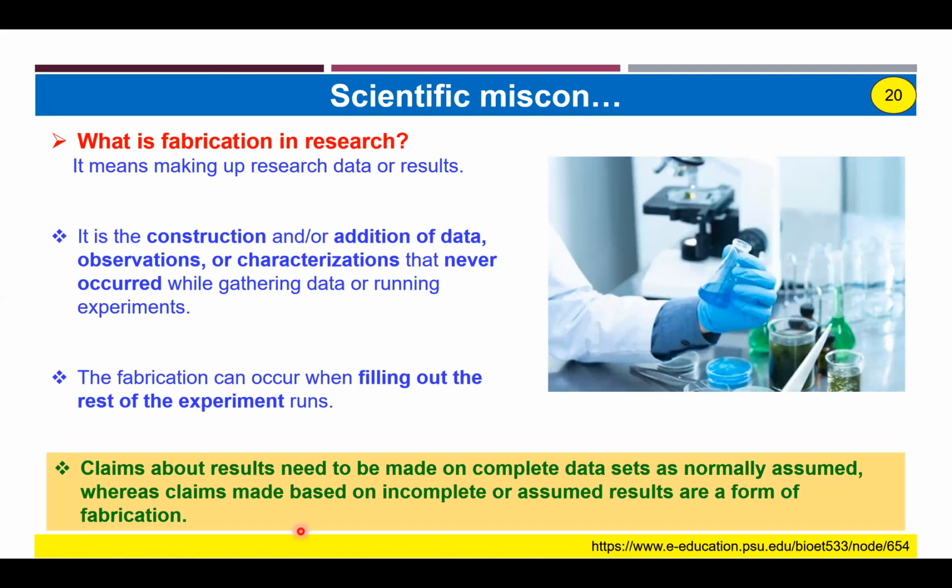So overall, if you think about it, what does fabrication actually mean? It's claims about the results. If you are claiming some results, they need to be made on a complete data set, as normally assumed. But if the claims are made based on incomplete or assumed results, that is one form of what is called fabrication, right? So your claim should be based on the complete data set, not on the incomplete data set. You should keep it in mind, okay?